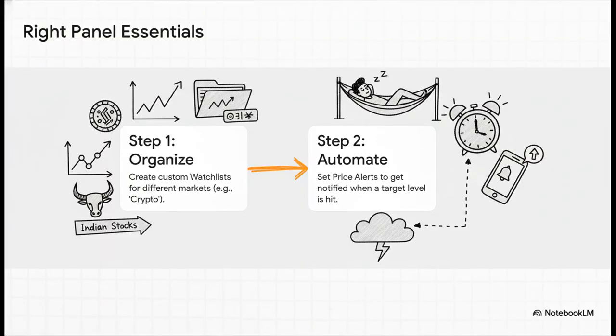First, create custom watch lists to group together all the assets you're tracking. You could have one for crypto, another for Indian stocks, whatever you want. And second, and this is huge, set price alerts. You can tell TradingView to send you a notification when a price hits a specific level you're watching. This lets you walk away from the screen. You don't have to be glued to it all day long.